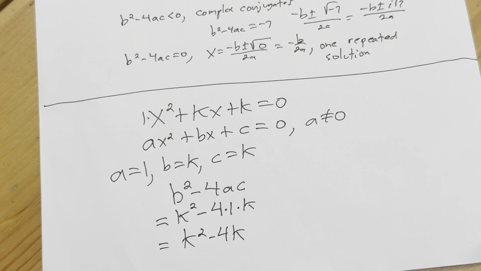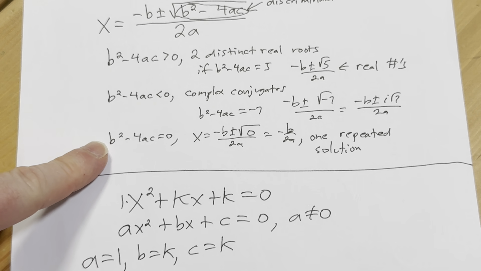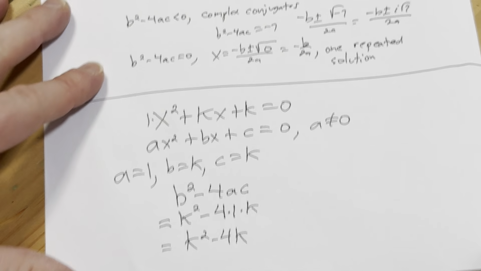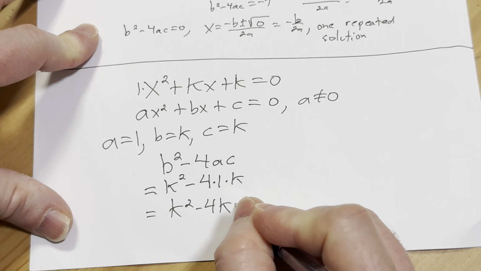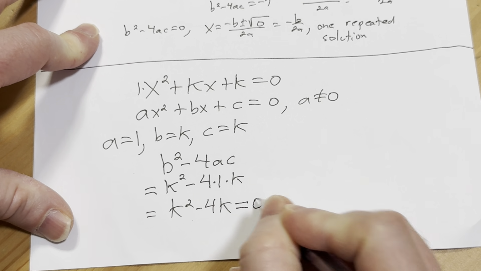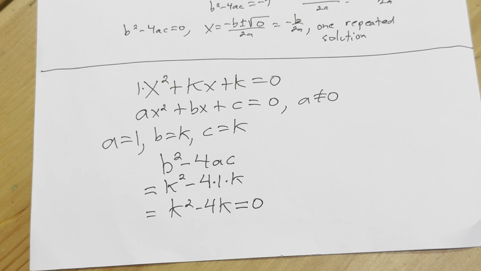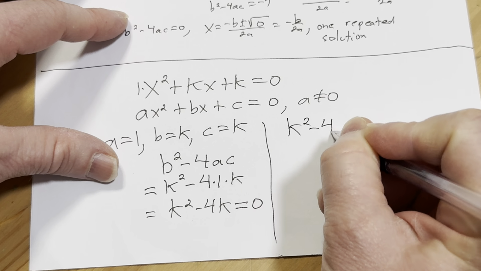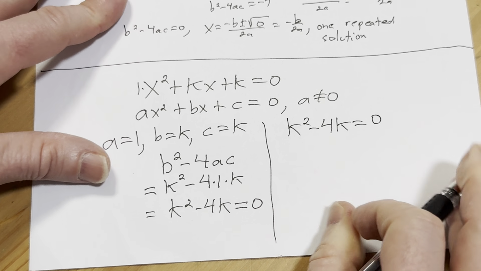And we want this to be equal to 0 because we learned just a few minutes ago that when the discriminant is 0, that's when you have a repeated solution. So you want to set this equal to 0, just like that. So we can solve this equation. k squared minus 4k is equal to 0.